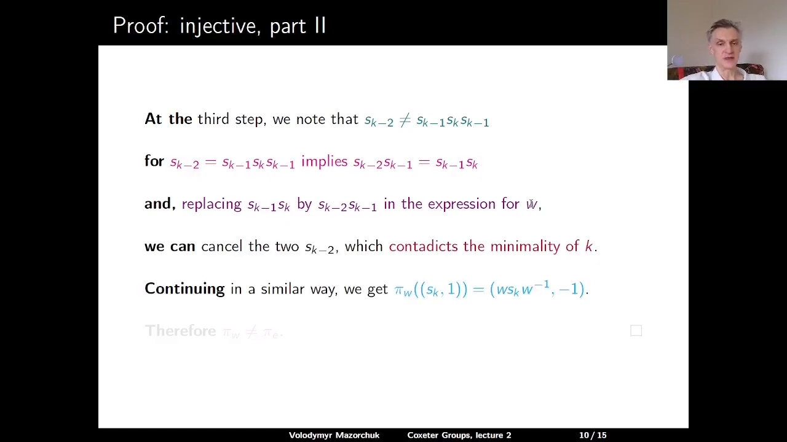And now continuing in the same way, we will get that pi w applied to (sk, 1) is equal to the w conjugate of sk, -1. And this means that in particular we have here the sign -1, so pi w cannot be the identity map, and so our representation map is indeed injective.